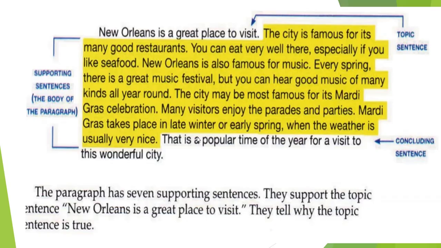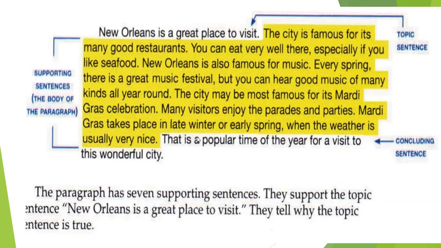Here we have a nice model, another nice model. New Orleans is a great place to visit. This is the topic sentence. So now we need to prove how this place is good to visit or a great place. We need more details, or the reader needs more details, and the writer also needs more details to share with the reader. So the sentences that you see colored in blue are all supporting sentences.